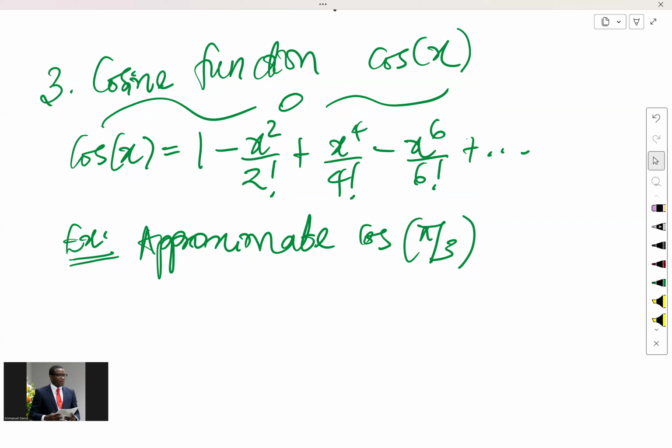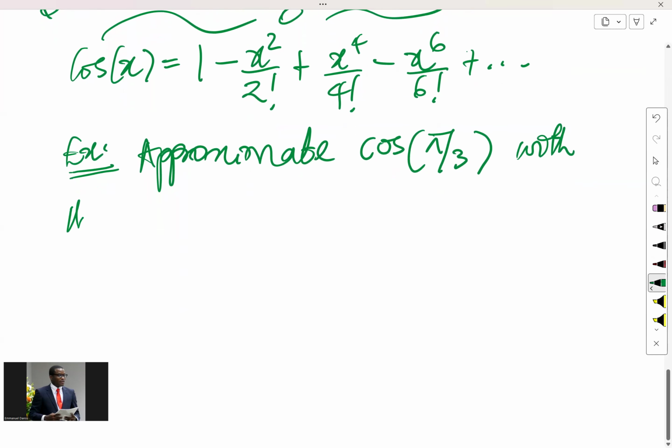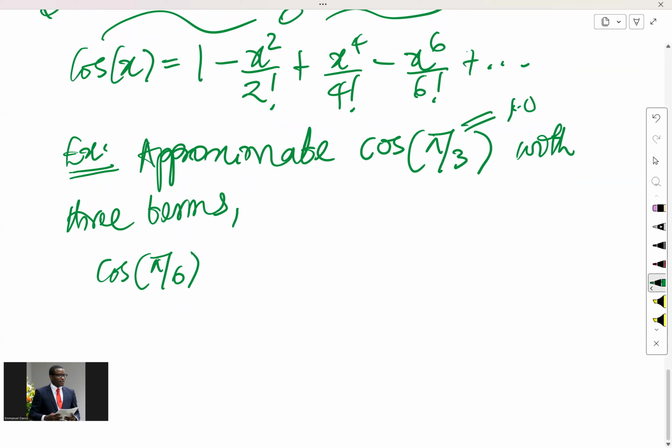Okay. So in this case, approximate cos pi over 3 with three terms. So if we do this with three terms, we have cos pi over 3. Of course, pi is something like 3.142 or so. So pi over 3 is actually 1.0472.